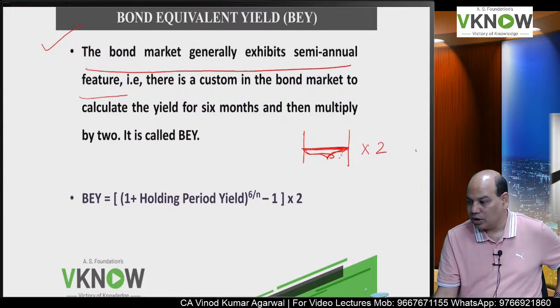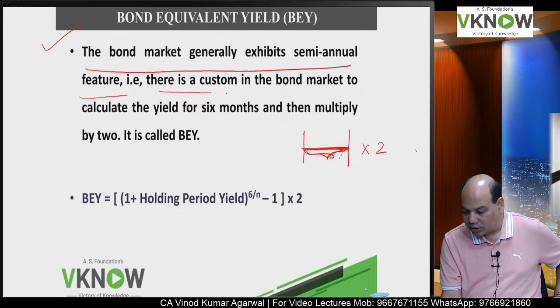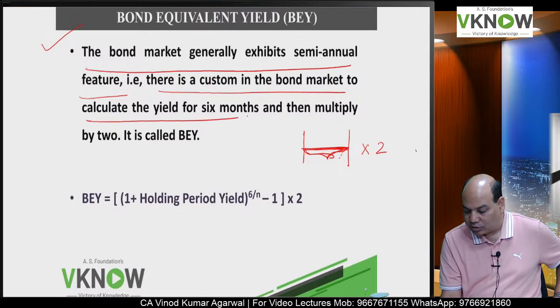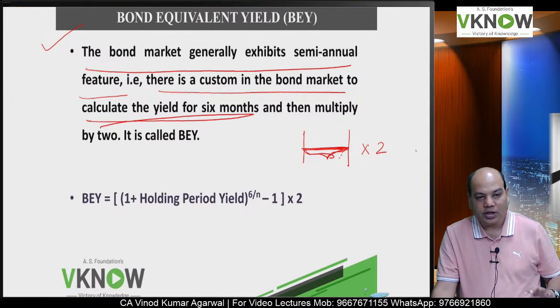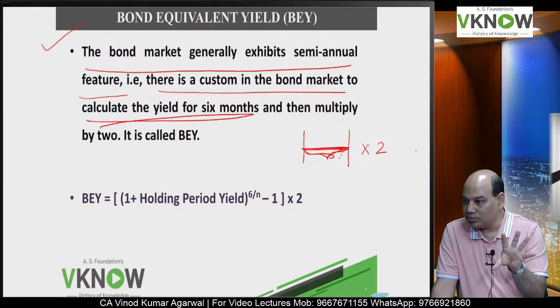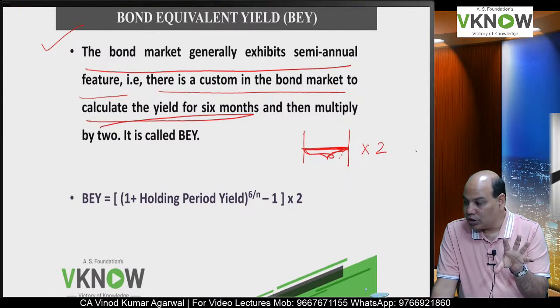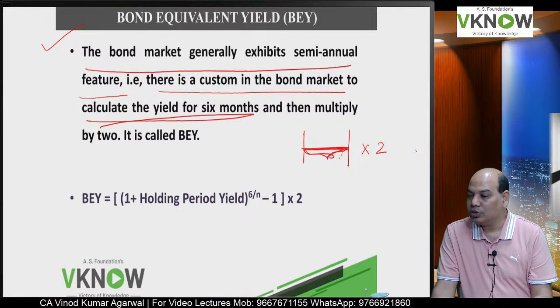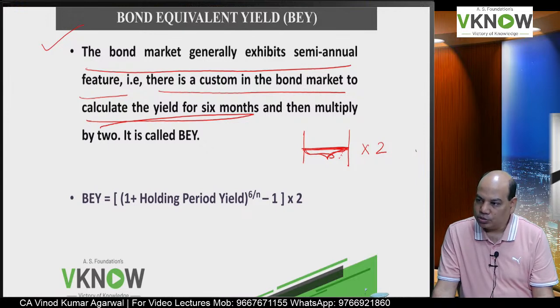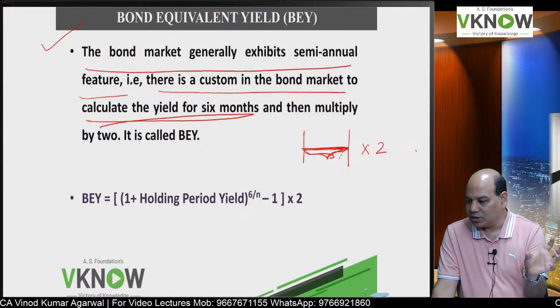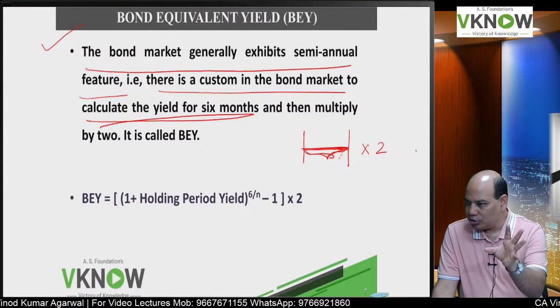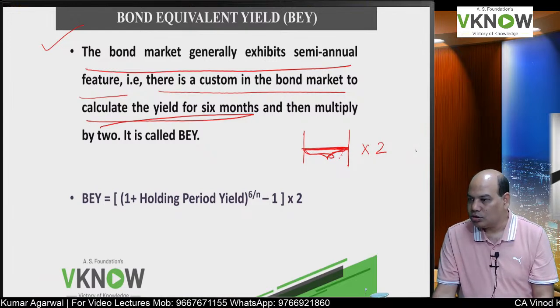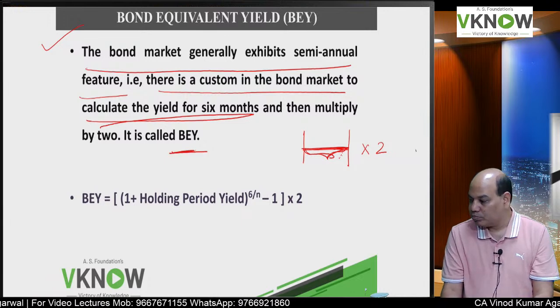So bond equivalent yield means first I will calculate the yield for 6 months. Treat it as if it's a 6 months problem. And once you get 6 months, to convert into per annum, what will you do? Multiply by 2. If 6 month yield is 10%, annual will be 20%. So this is called bond equivalent yield. In short, we will write BEY.